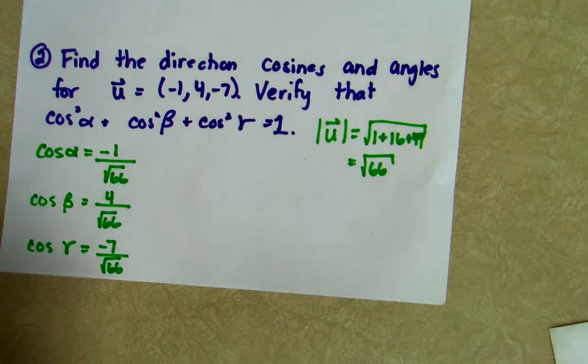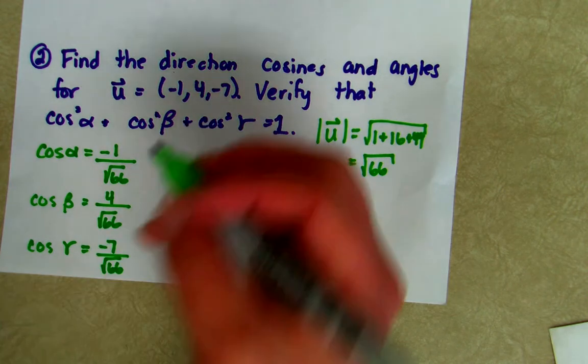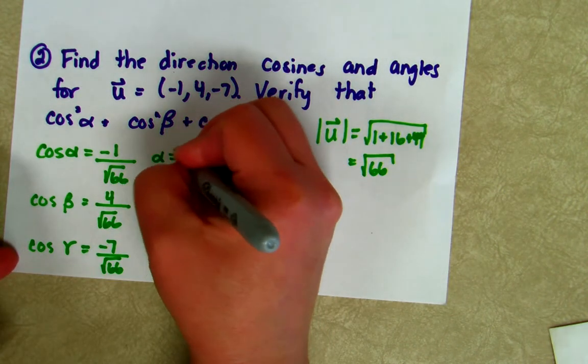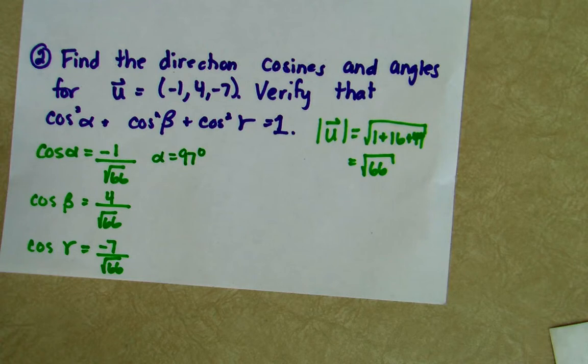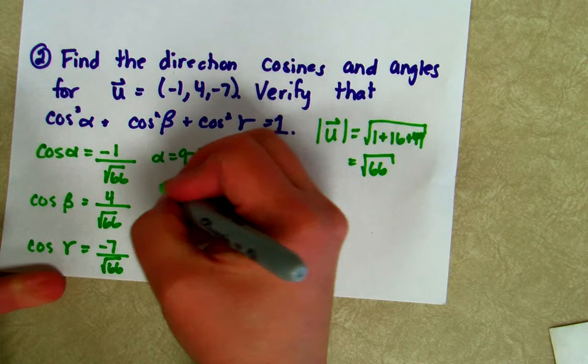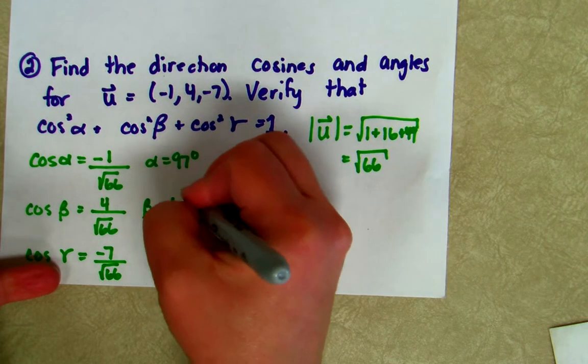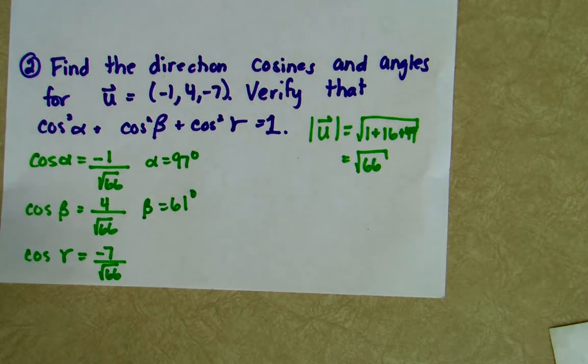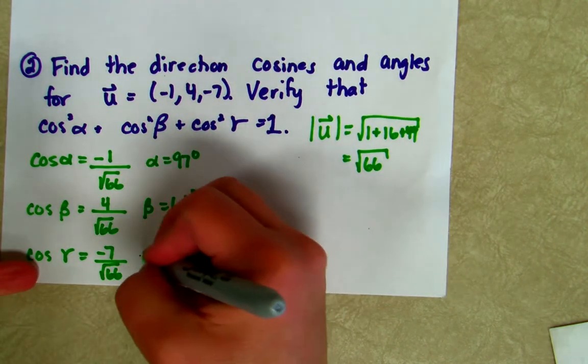Now to do the angles, I'm just going to shift cos all of these. So shift cos -1 divided by the square root of 66 is 97 degrees. For beta, I'm going to do shift cos of 4 divided by root 66, and I get 61 degrees. And for gamma, I'm going to shift cos -7 divided by root 66, and I get 150 degrees.